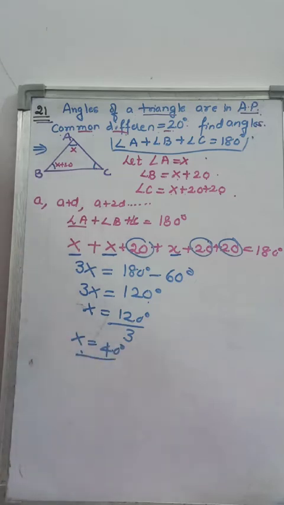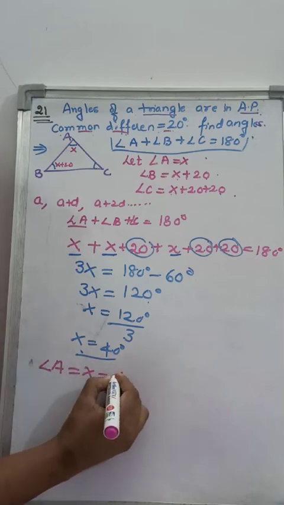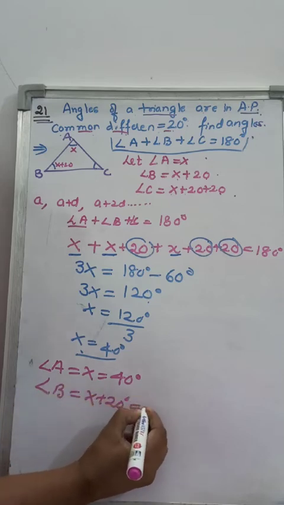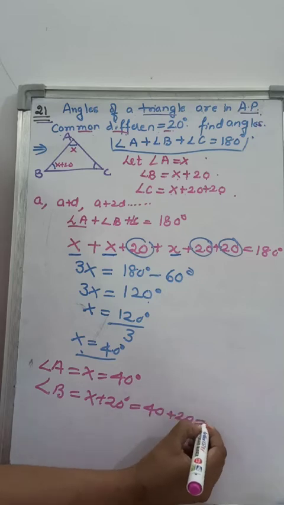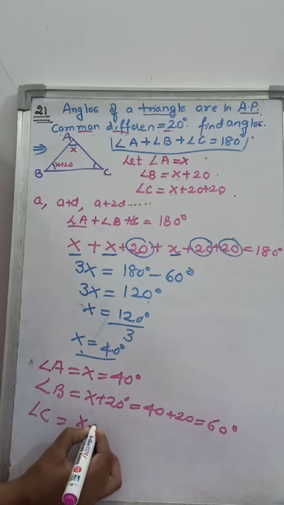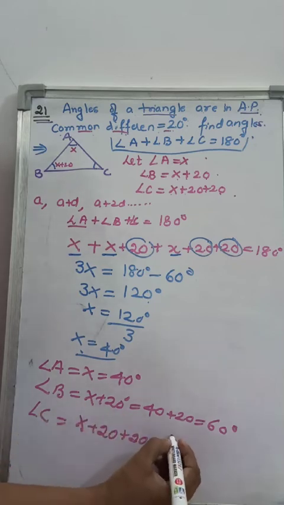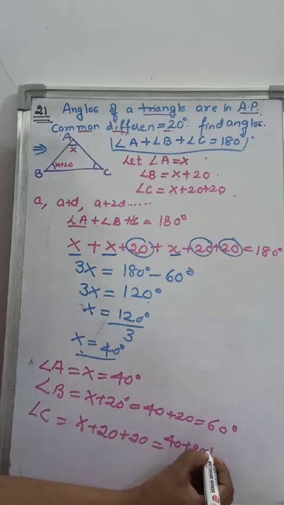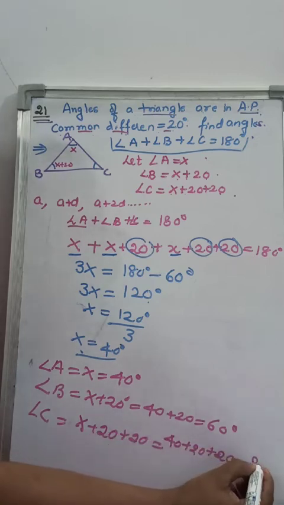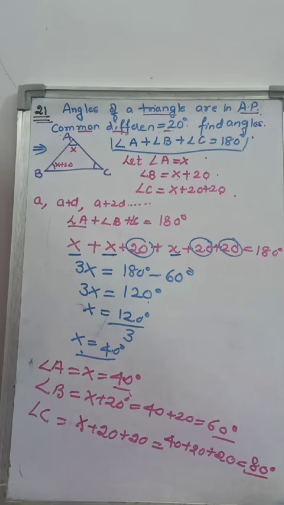And here we have to find the angles A, B, C. So angle A is x, that means it will come out to be 40 degrees. Angle B is x plus 20. It will be 40 plus 20, 60 degrees. Now angle C. So it will be x plus 20 plus 20. Now we will substitute and all the angles will be there. 40 plus 20 plus 20. So this will be 40 plus 20, 60. 60 plus 20 is 80. So these are the 3 angles of the triangle of question number 21.